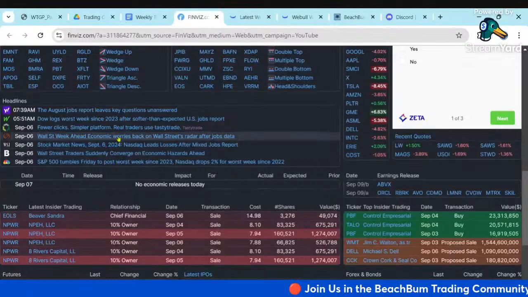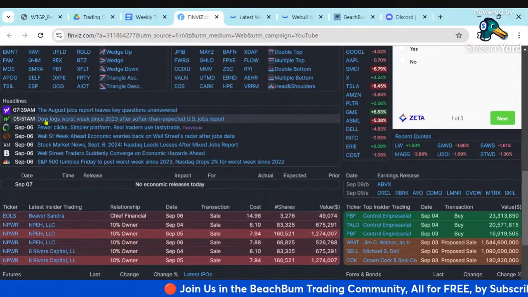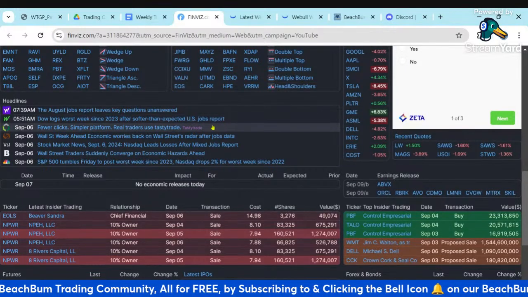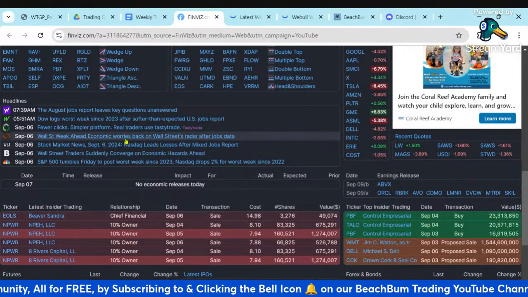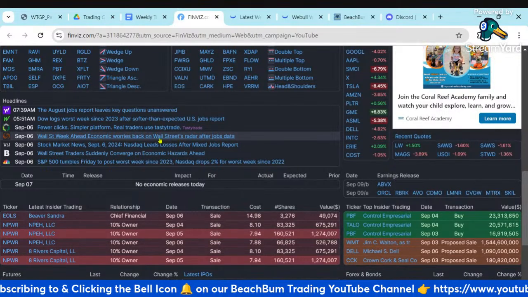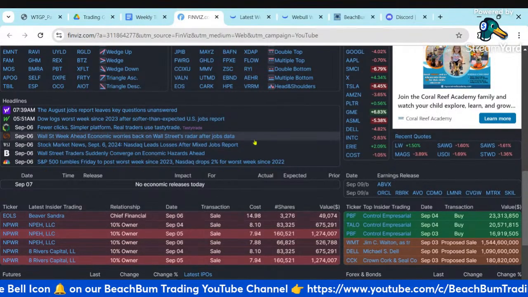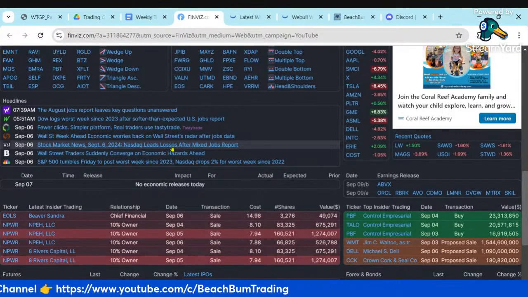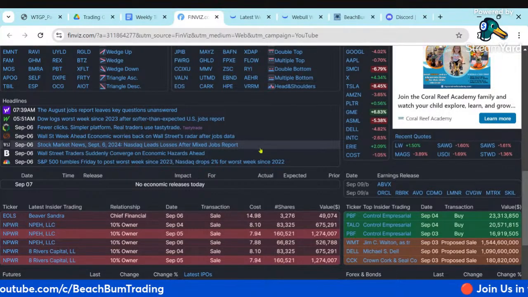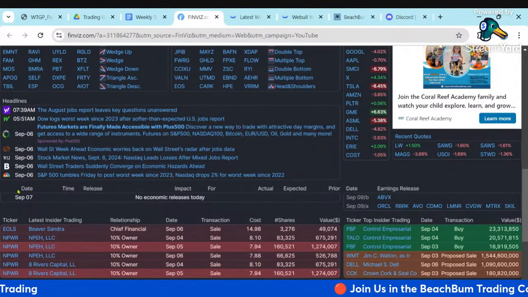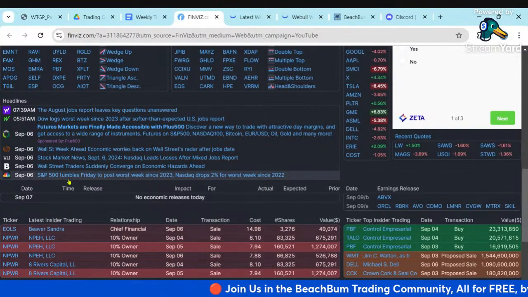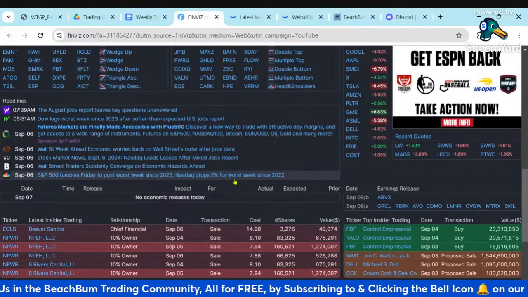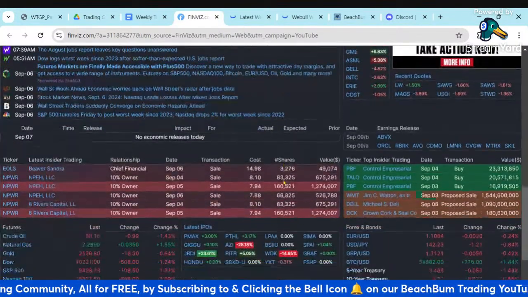Got some of the news. We'll talk about the August job reports. Dow logs worst week since 2023 after softer than expected jobs report. Economic worries. So again, we'll talk about the impact of the jobs data. They're talking about recession now again, although I'll give you my opinion as we go forward. NASDAQ leads losses after mixed jobs report. So you again see all the focus was on that jobs report. S&P tumbles Friday, the worst week since 2023. NASDAQ worst week since 2022.